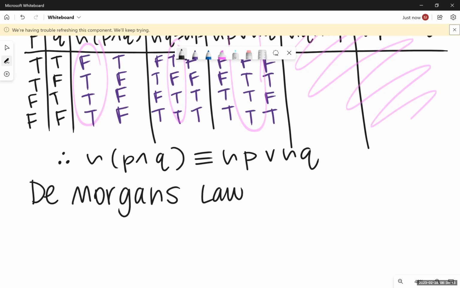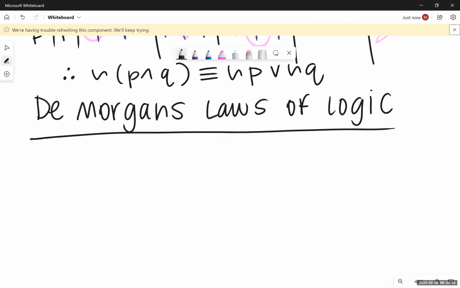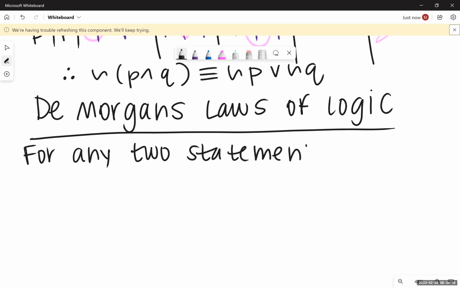I didn't think y'all would see this until logic, but apparently it did show up in sets because all math has a connection to other math. But this is what De Morgan's law of logic states, or laws. It's for any two statements P and Q. And when you say and, you can do a comma, y'all. Any two statements P and Q.